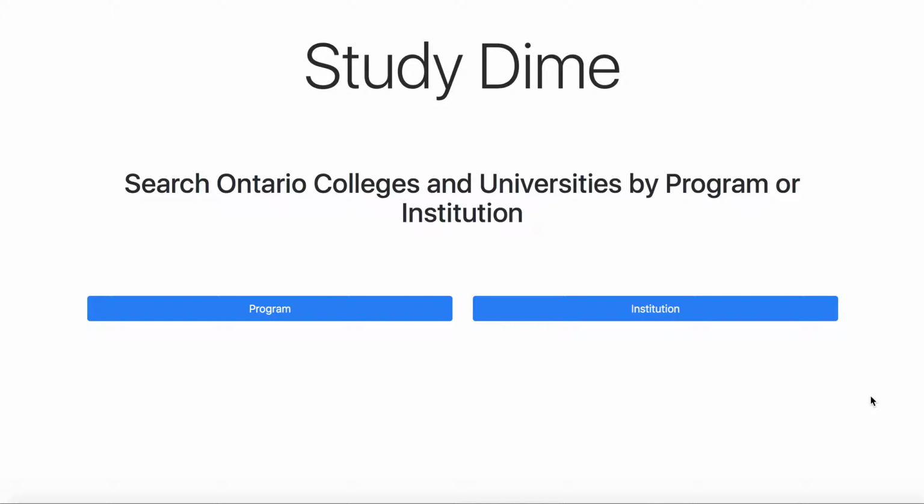So one of the problems that we're trying to solve with this digital tool is to show students what it is that they can do with the program or degree that they complete after graduation. So we've set it up that you can either enter through the program section and just look at it per program, or you can look at it through the institution. So I'm going to take you through the program section right here.